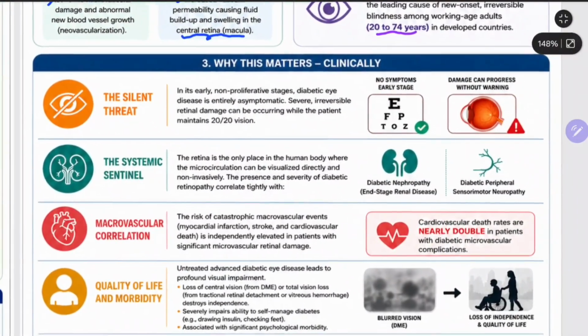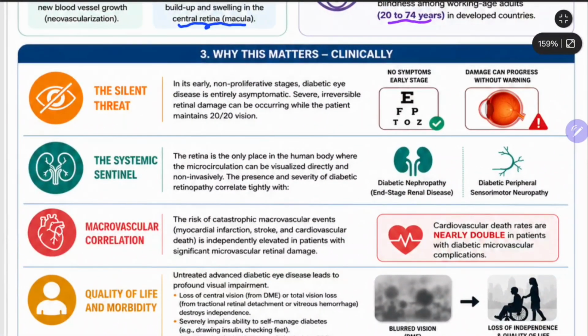So why should we study this? Let's discuss. Number one reason is it is a silent threat. In its early non-proliferative stages, diabetic eye disease is entirely asymptomatic. Severe irreversible retinal damage can be occurring while the patient maintains a vision of 20 by 20. So no symptoms in the early stage. Damage can progress without warning.